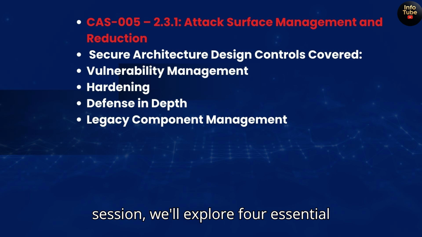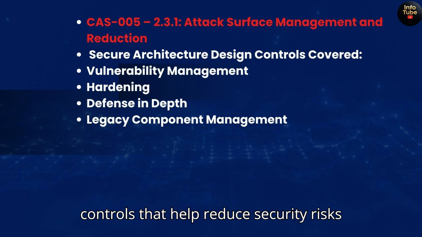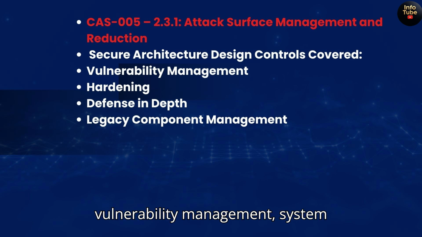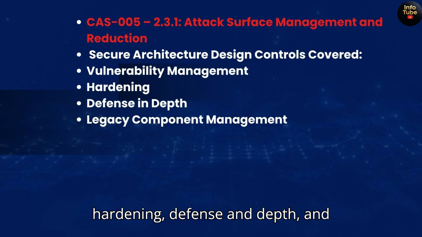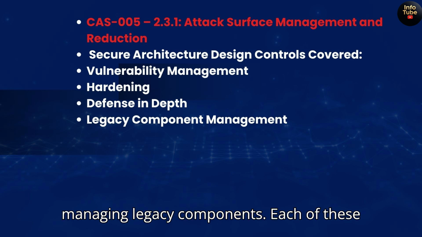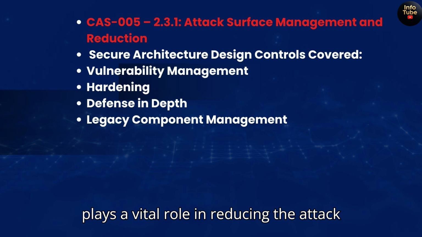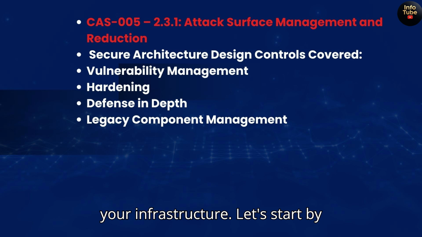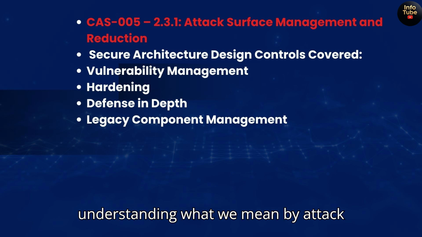In this session, we'll explore 4 essential controls that help reduce security risks within an architecture. These include vulnerability management, system hardening, defense in depth, and managing legacy components. Each of these plays a vital role in reducing the attack surface and improving the resilience of your infrastructure. Let's start by understanding what we mean by attack surface.